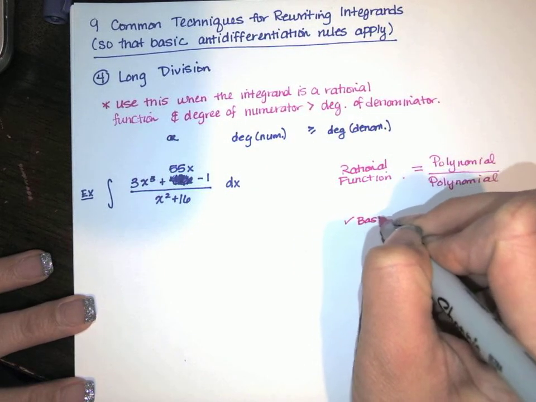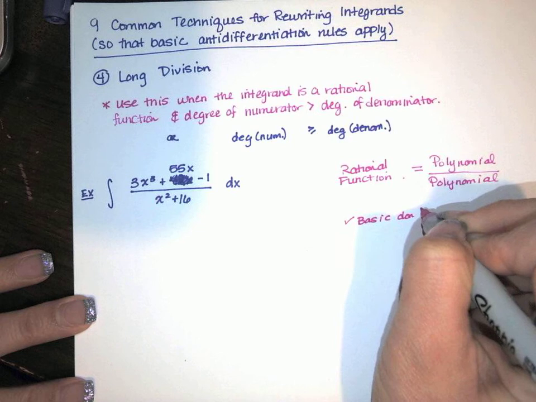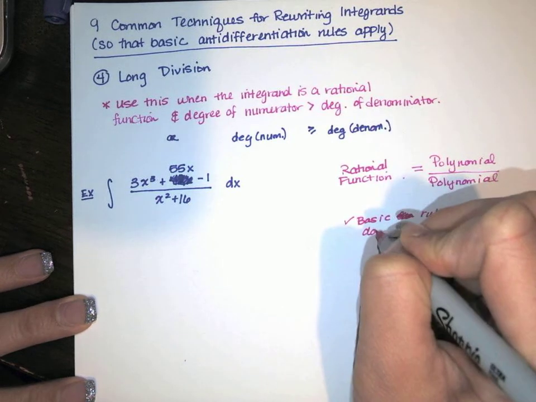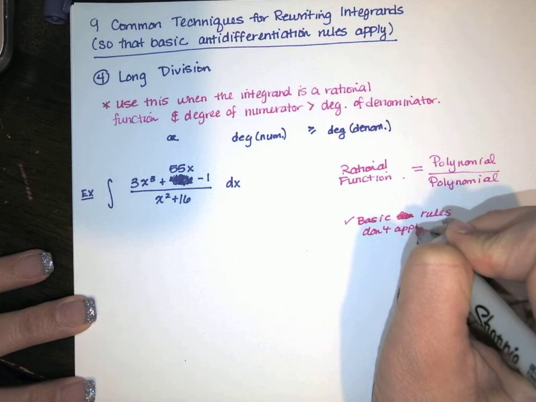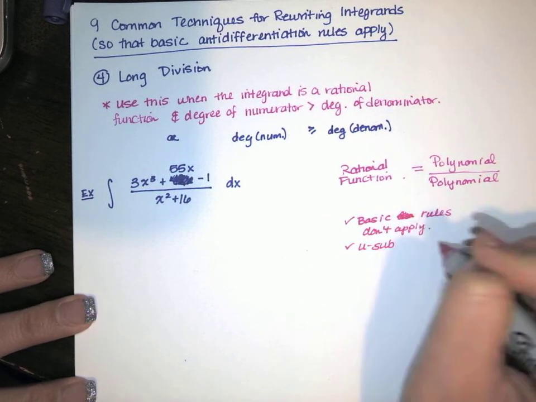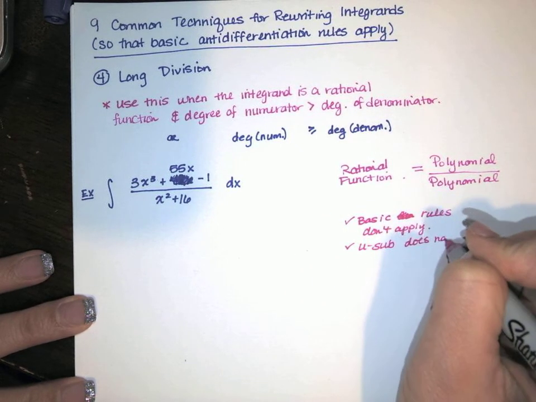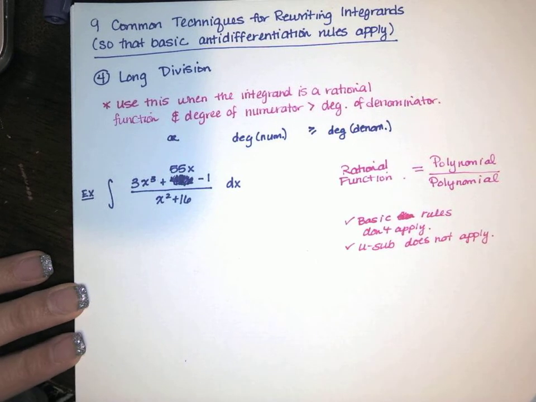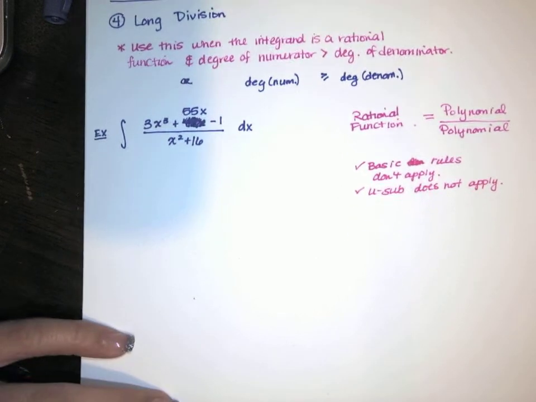So we checked. Basic rules do not apply. U-sub does not apply. So we're going to go straight for long division. So let's do the long division.